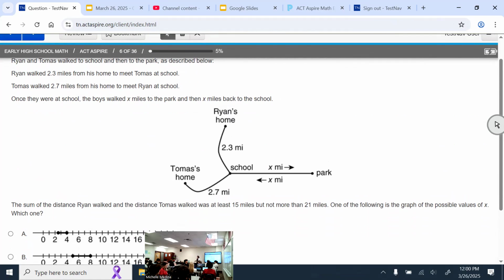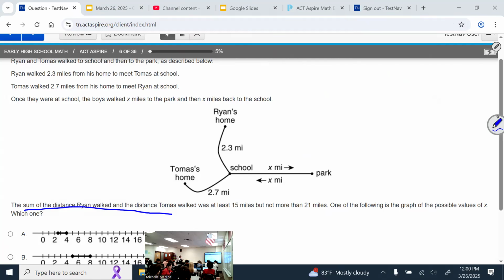I need an expression for both, because it says the sum of their distance. So I need an expression for Ryan and an expression for Tomas, so that I can add them together. So what Ryan walked was 2.3 miles plus the X miles to the park plus the X miles back to the school. That's all the distance that Ryan walked.